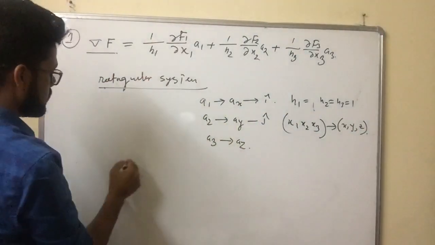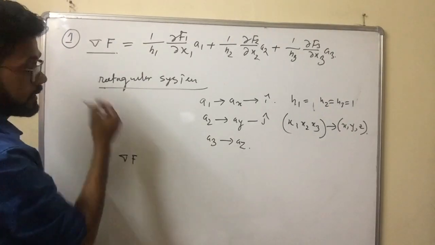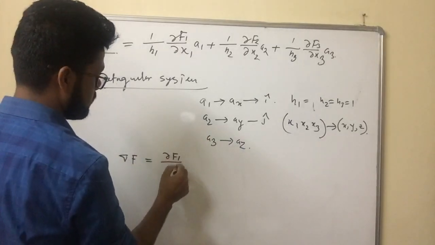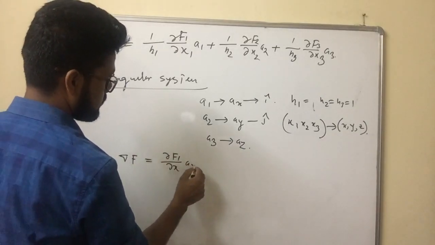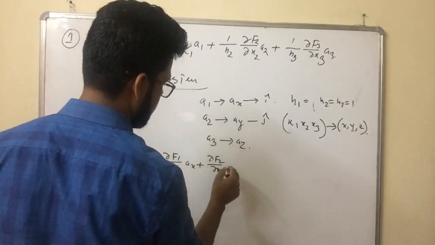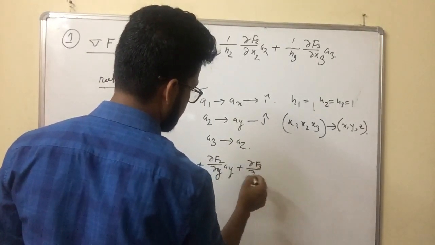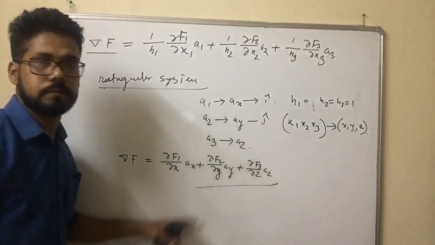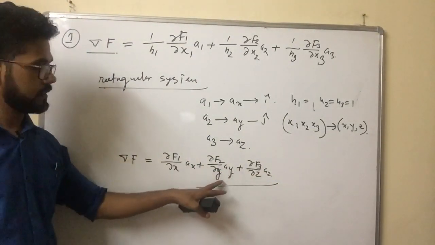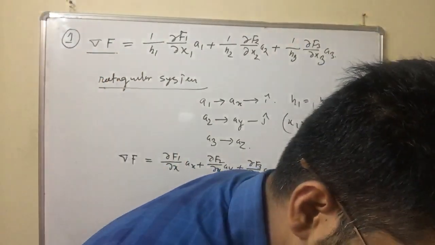Now if I reduce this equation, I will get this equation. This is the gradient: df1 by dx ax, df2 by dy ay, df3 by dz az. It is easy, you can remember this already. I have given df1 by dx i cap, df2 by dy j cap, z cap. This is very easy in the rectangular coordinate system.